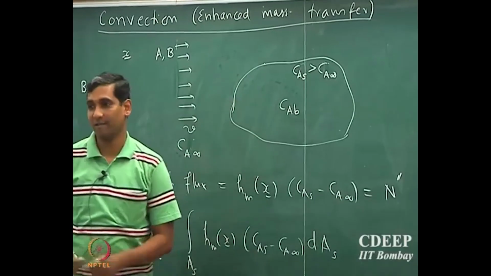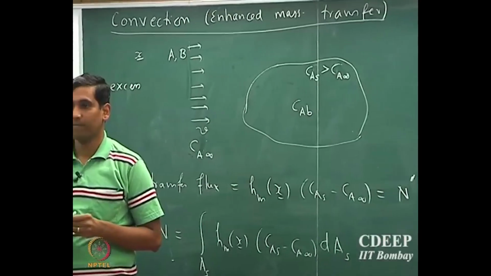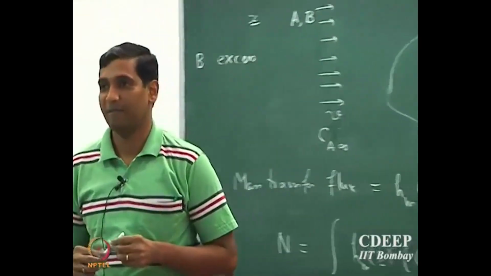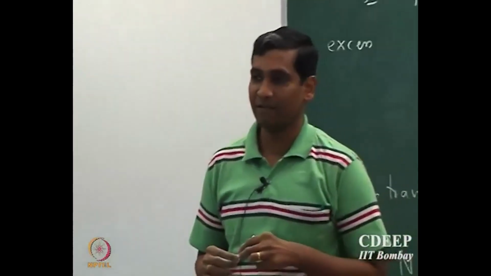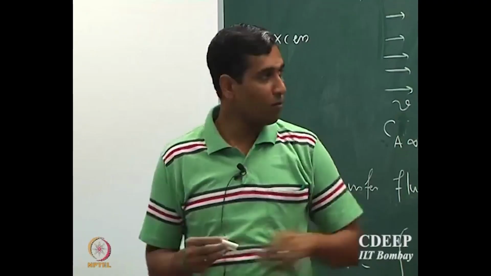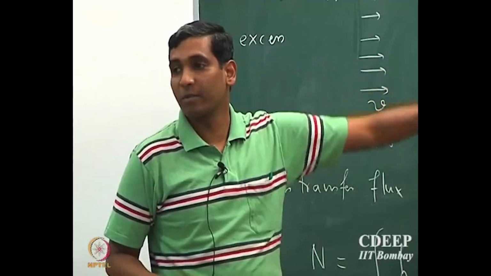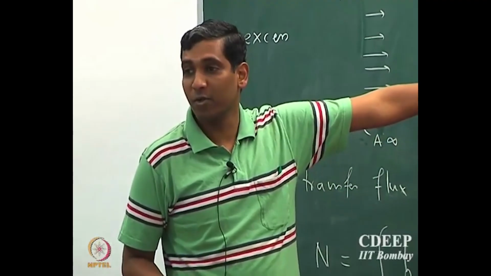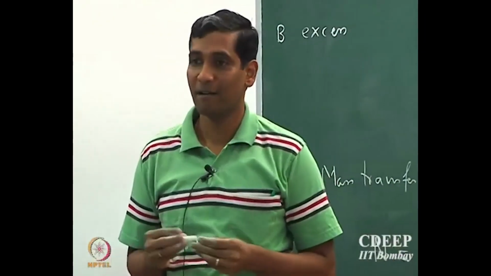What is C_AS? Will that be the same? So what will it be? How do we find C_AS? Is it a measurable quantity? It's a concentration at the wall. So how do we find it? Let us assume that it's a well mixed system inside here. The bulk concentration is the same everywhere. Is C_AS still a measurable quantity?